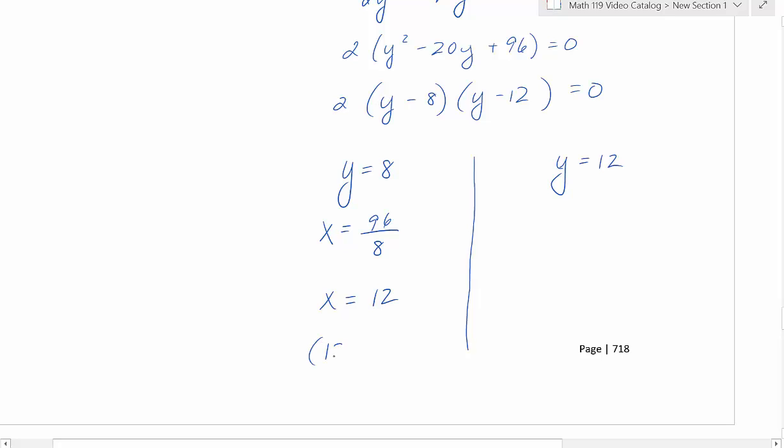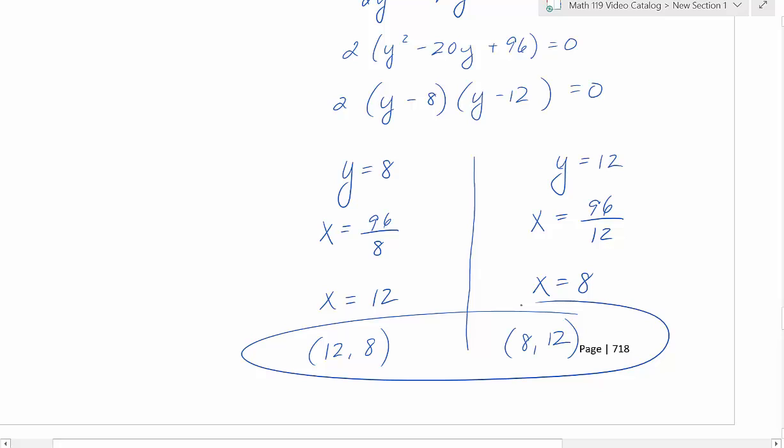So we could write this as an ordered pair. And then plugging y equals 12 in, we get x equals 96 over 12, x equals 8. So our second ordered pair is going to be 8, 12. So basically what's happening with this application is that we're getting a length and width each time of 8 and 12. It just depends on whether we're looking at the rectangle this way or if we're looking at the rectangle this way. That's why we get the two answers for the same rectangle.